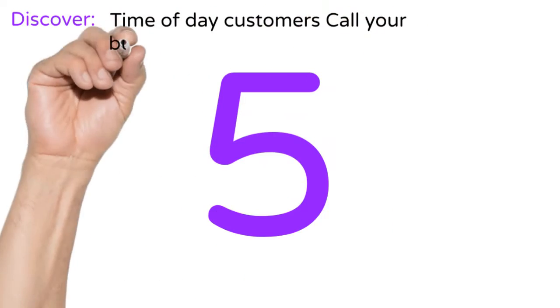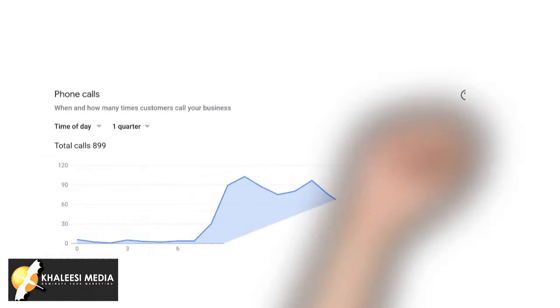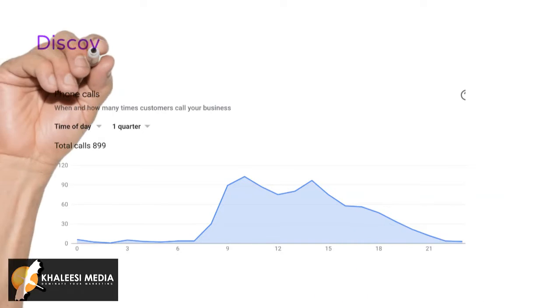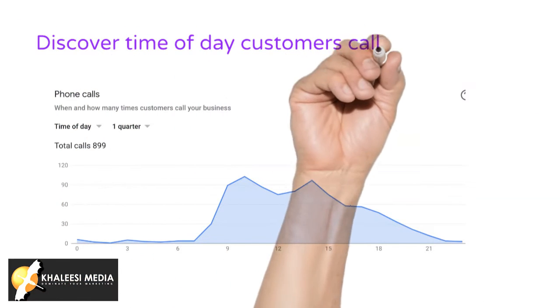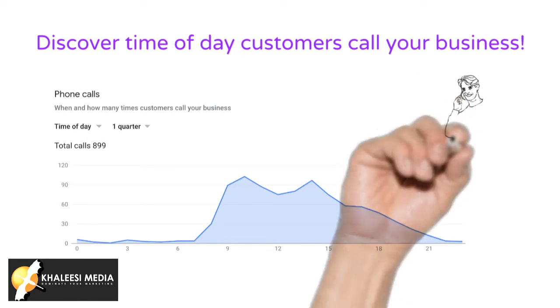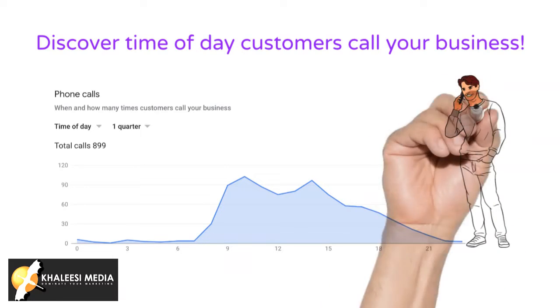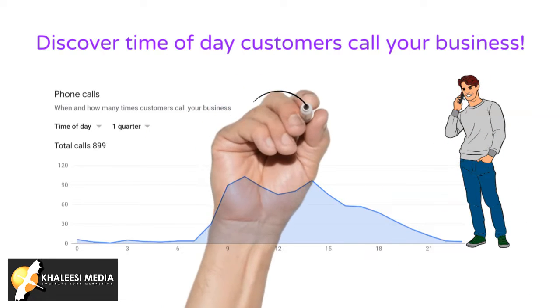Another report can show you the time of day customers call your business. Use this report to check total calls per slice and busy hours per slice. For instance, in this report, I sliced it by 1 quarter. In 1 quarter, I had about 900 calls and the busy hours of this business were from 9 till 3 p.m.